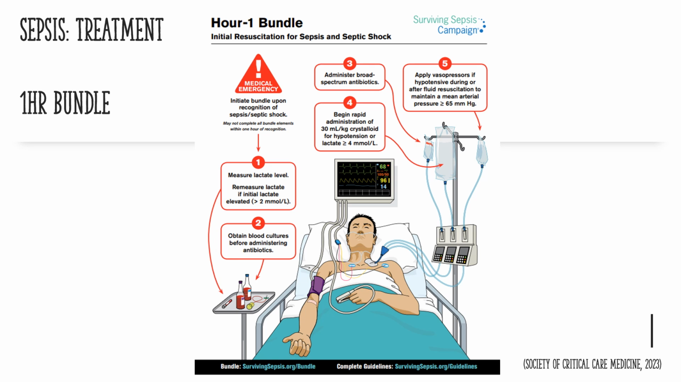It used to be that you get your labs within 30 minutes, you start your fluids within 1 hour, and antibiotics were within 3 hours. And they're really saying, nope, we need to do all these things within 1 hour.